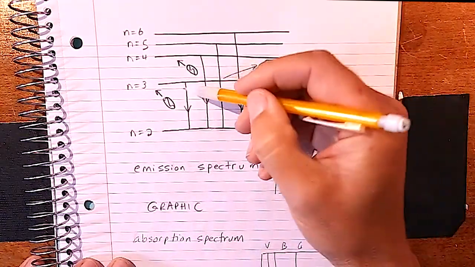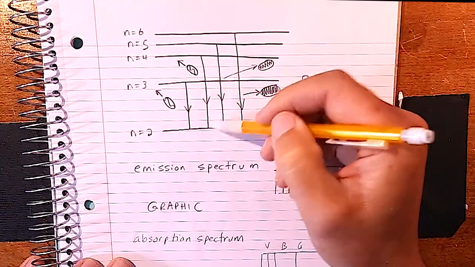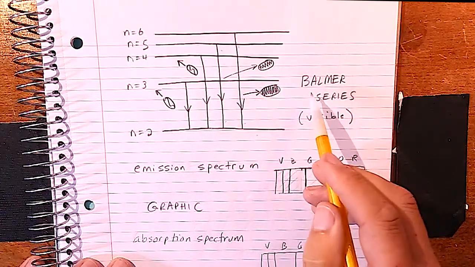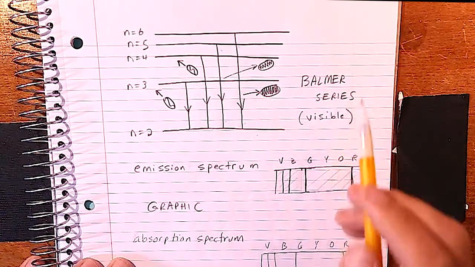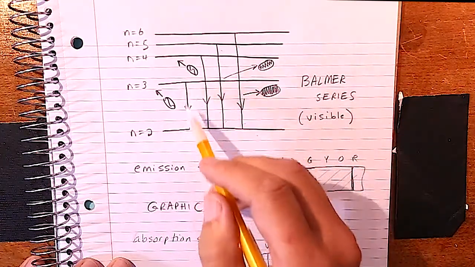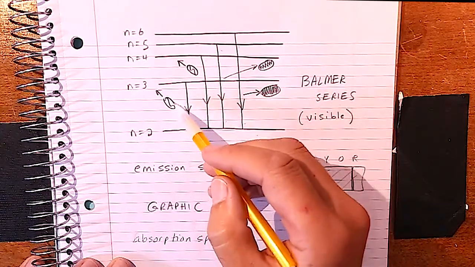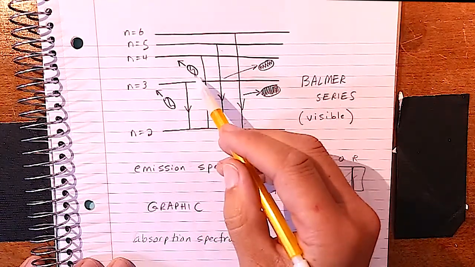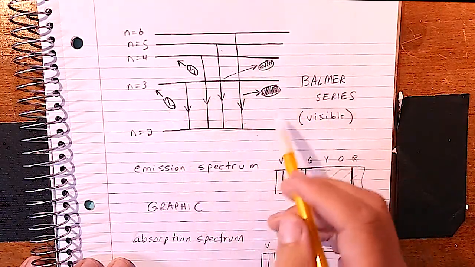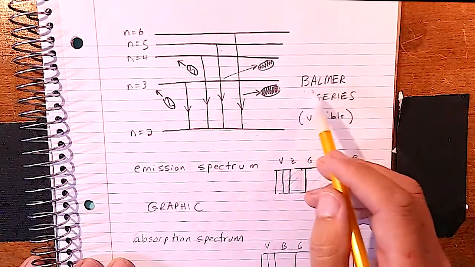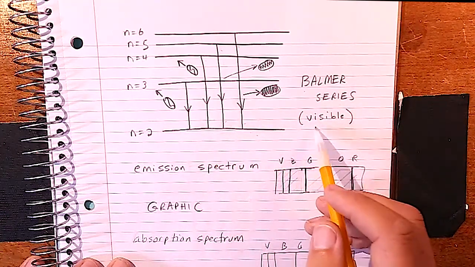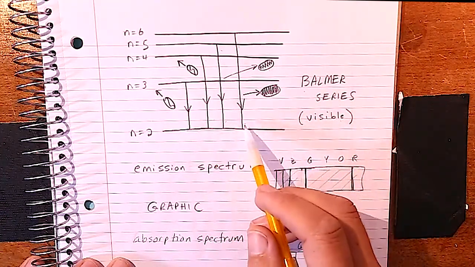The jumps that all end up at 2 have a name, and the name of those jumps is the Balmer Series. Now, why is this important that we did the jumps to 2? Well, the jumps to 2 are all visible. We can see red, we can see blue, we can see violet. So the person who first discovered these jumps was a guy named Balmer, and he discovered these first because they were the ones in the visible spectrum, because you could see them.